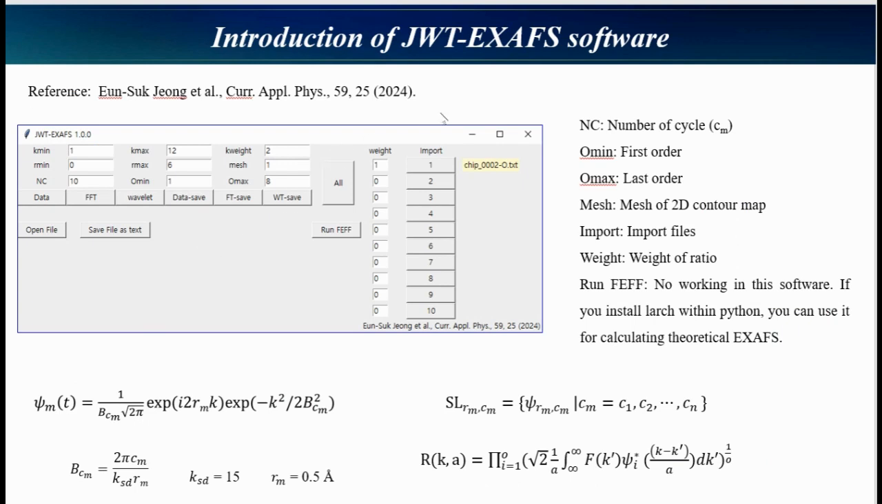Now, let me introduce the JWT EXAFS software, which is made by me. The wavelet transform EXAFS in this software is based on the equation shown here. NC is the number of cycles. Omin is the first order in the equation. Omax is the last order. You can control the mesh of the wavelet map using the mesh card. If you reduce the mesh, you can see the wavelet transform EXAFS in a short time, but the resolution of the wavelet transform decreases.